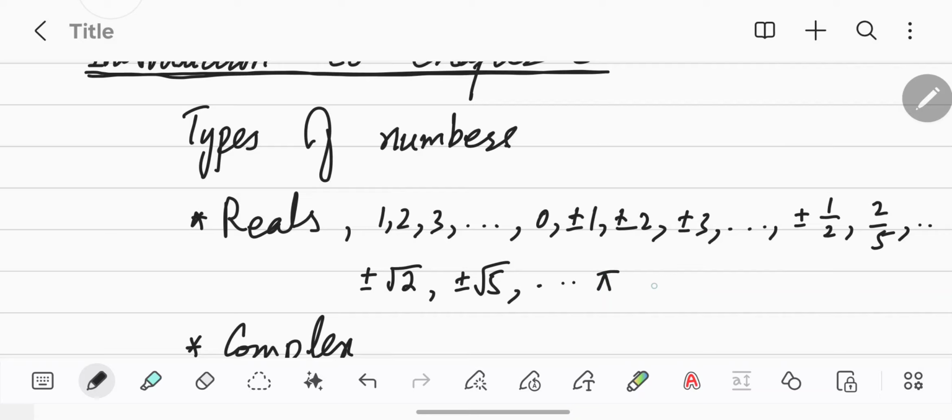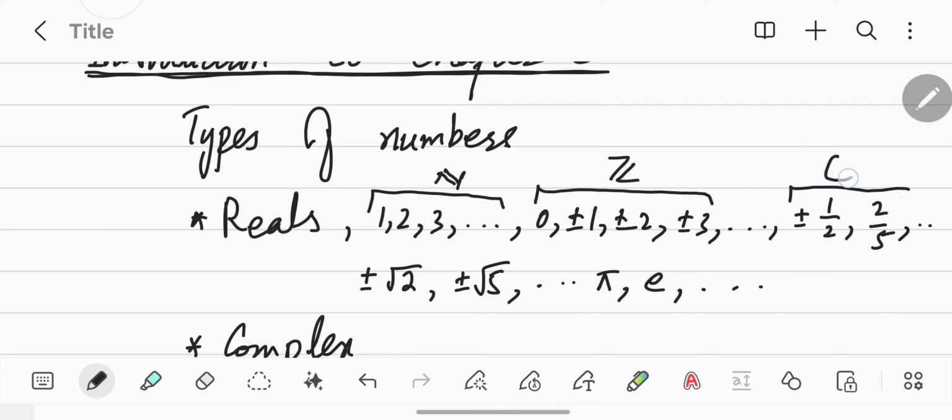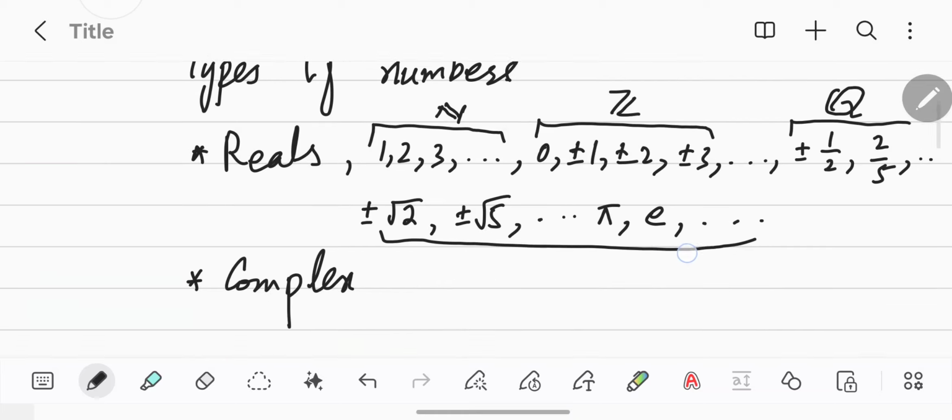They are special kinds of real numbers called pi and e, and all such numbers are called real numbers, which we have studied. These numbers are natural numbers. These numbers are called integers, denoted by Z. Such numbers are called rational numbers, and such numbers are called irrational numbers. Okay, they all combine to form reals.